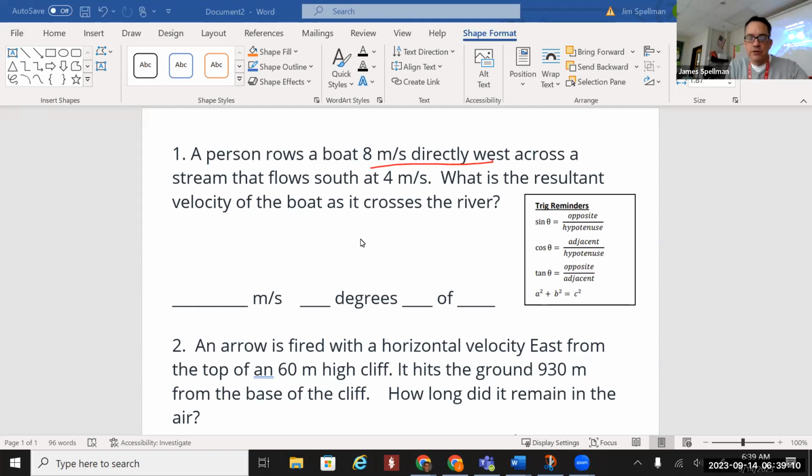So I got 8 meters per second west. So I'm going to draw an arrow to the west. I'll label it with an 8. The stream is going 4 south. Draw it down. And the question is, what's the resultant velocity of the boat?